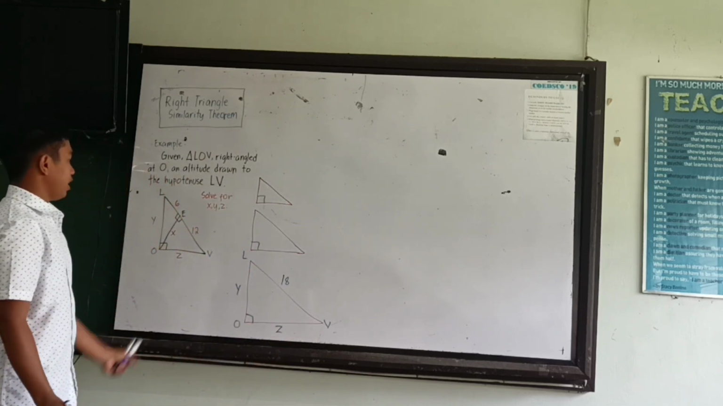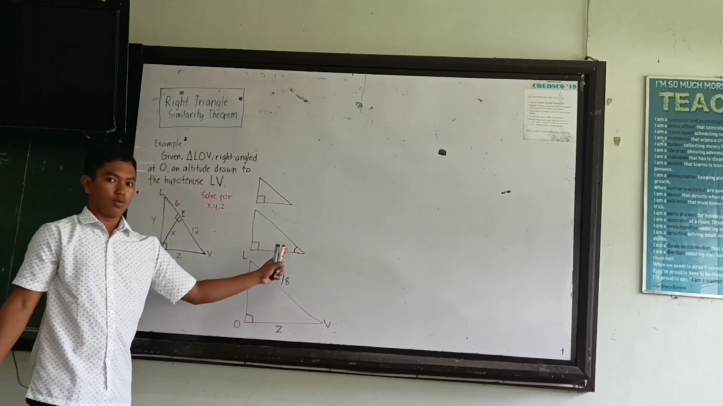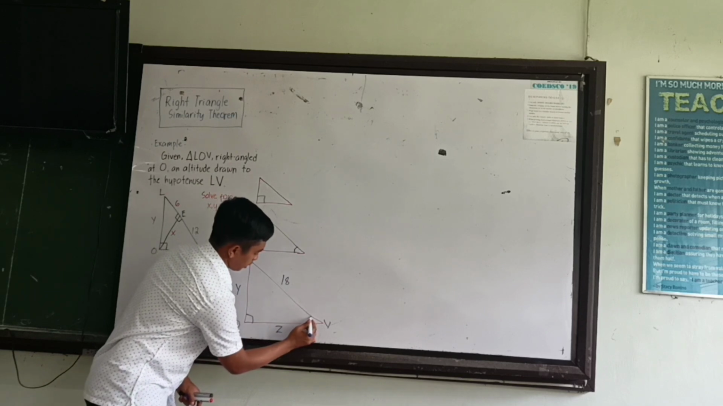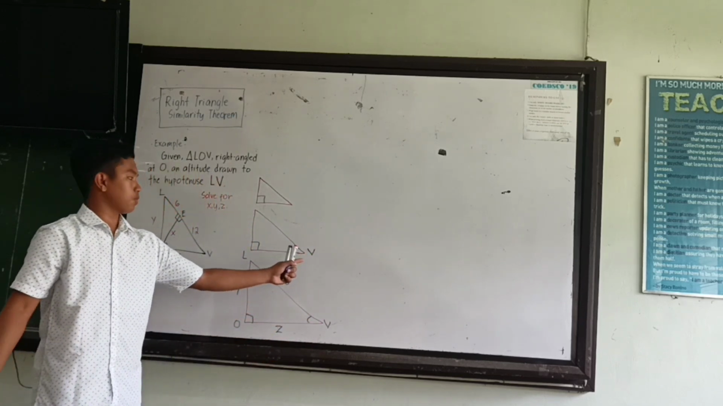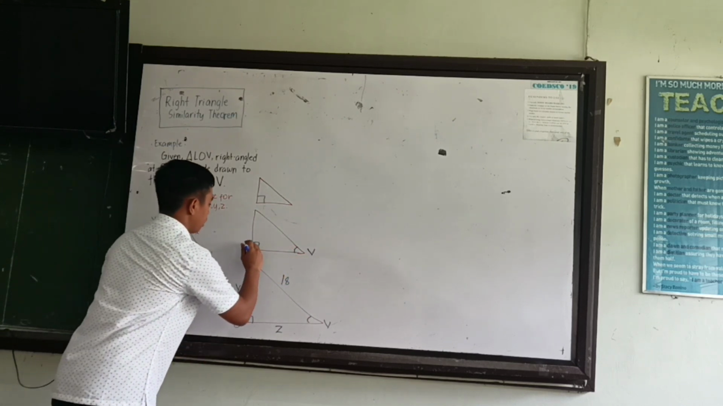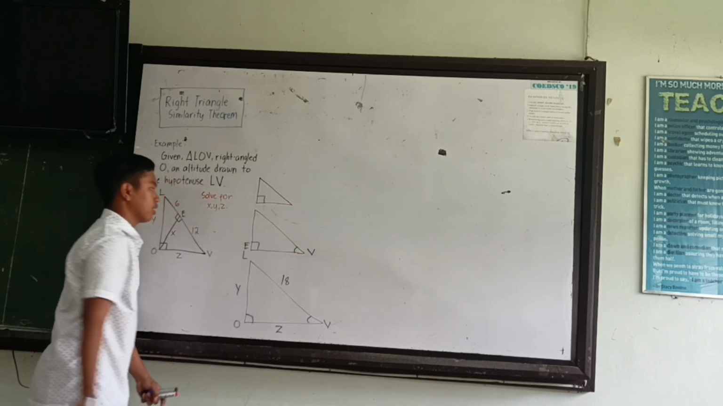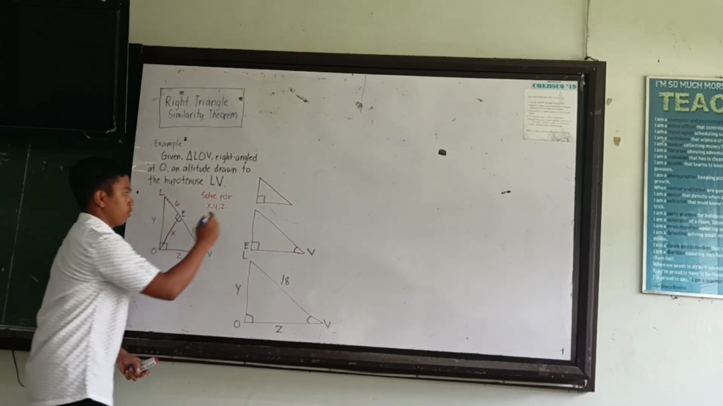Next, our bigger triangle. This angle here corresponds to the angle in the original triangle, so this point is V. And we have a right angle at E, so this right angle here is E. And for our top vertex, we have O.